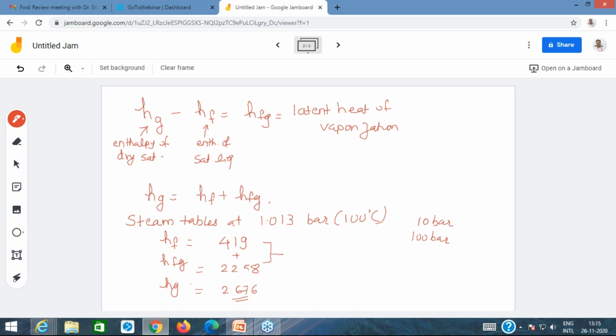Yes or no? Kunal, Pranav, is this right? Tell me the value at 10 bar, Kunal. At 10 bar, what is the value of Hf and what is the value of Hfg, and whether that comes to be equal to Hg. At 10 bar, tell me the value of Hf, Hfg and Hg. Pranav. Those who have the steam tables, please tell me these values.